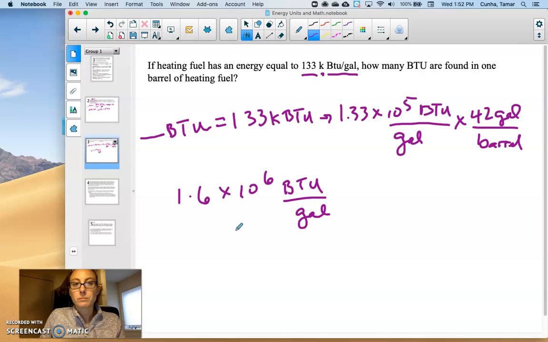Okay, so the first step is to convert the kilo-BTUs into scientific notation to make it easier to work with, which is 1.33 times 10 to the 5th BTUs for each gallon. And then convert 42 gallons to 1 barrel, and that gives us 1.6 times 10 to the 6th BTUs per barrel of heating oil. It's a lot of energy.